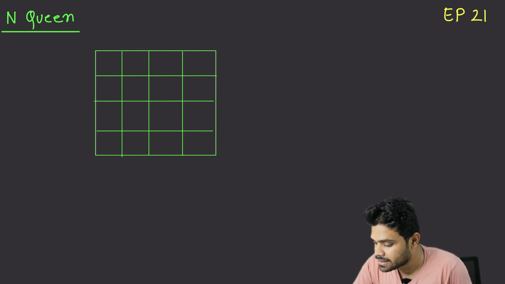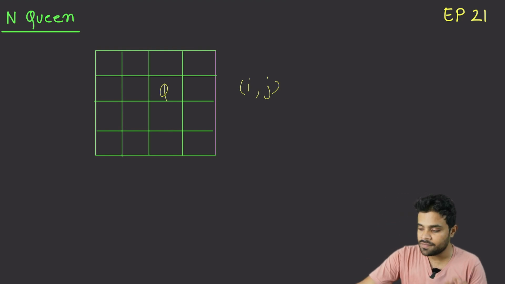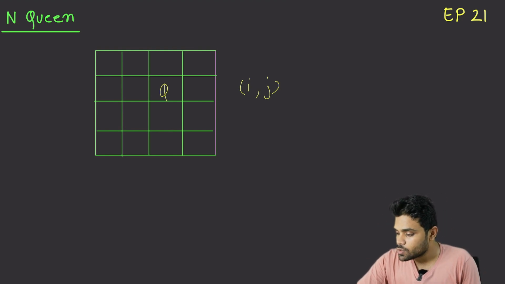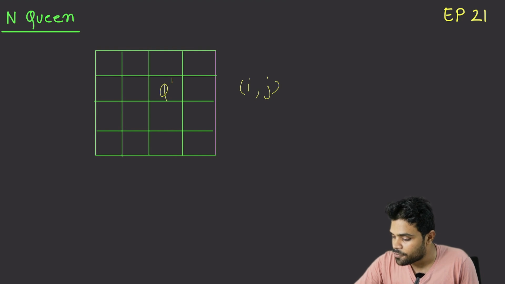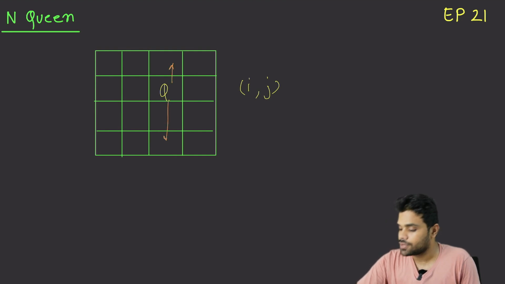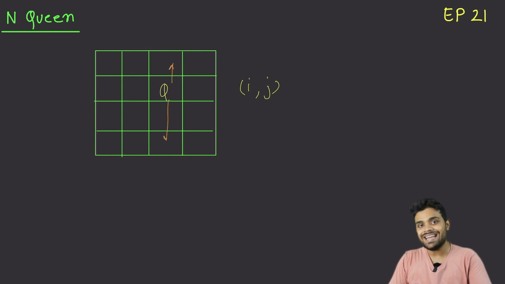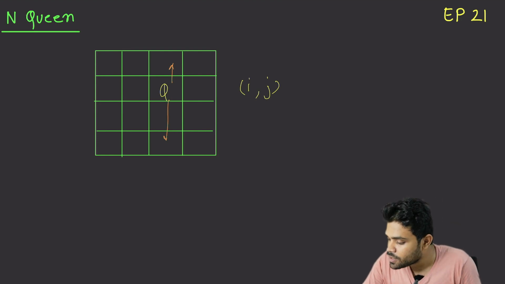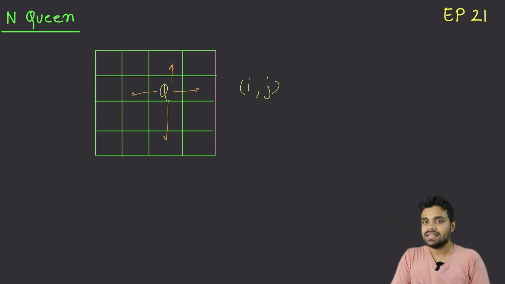So let's say we are placing the queen at this position, let us denote it by i comma j. Okay, so this is the cell where I'm placing the queen. Now this queen is going to attack in the upward direction and in the downward direction. Basically it is going to attack any piece which is in the same column. So we cannot place any other queen in the same column, right? This queen is going to attack in the leftward and in the rightward direction as well. So anything in the same row will be attacked by this queen. So we cannot place any other piece or any other queen in the same row.